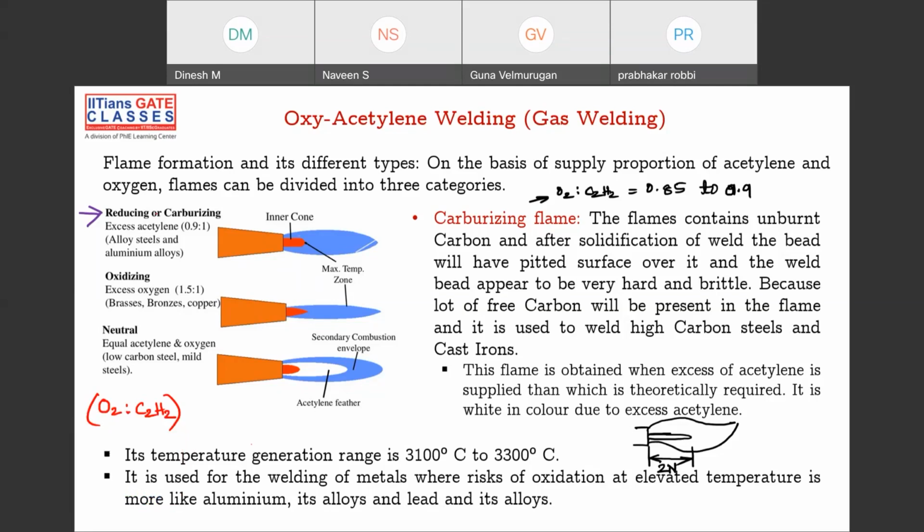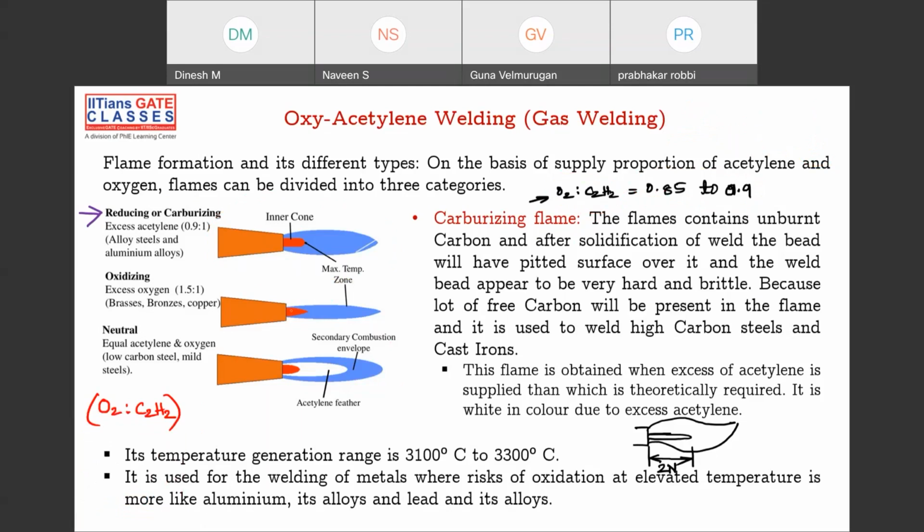The first one is the reducing or carburizing flame. In this case, your acetylene is more than oxygen. If you see, the ratio of oxygen to acetylene is less than 1, which means oxygen is less than acetylene, C2H2. So acetylene is more. That's the reason the ratio of oxygen to acetylene is 0.85 to 0.9, which is less than 1. If this kind of ratio of gases is mixed in the mixing chamber, this kind of flame is produced.